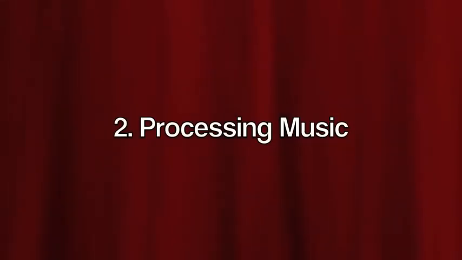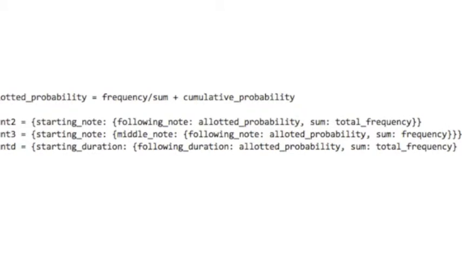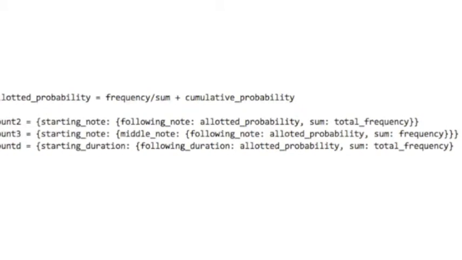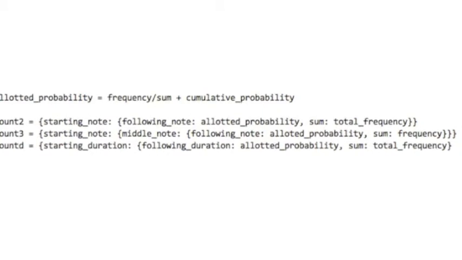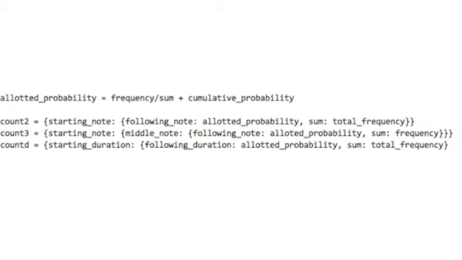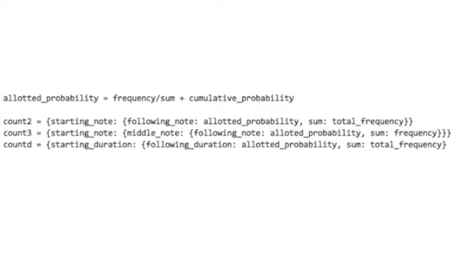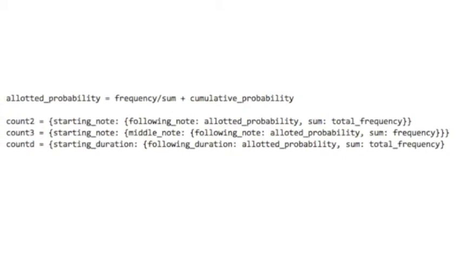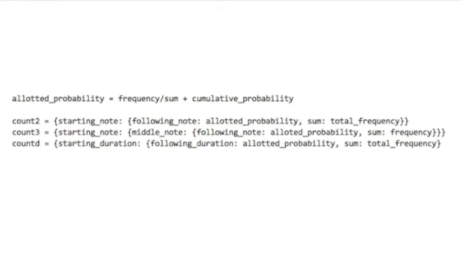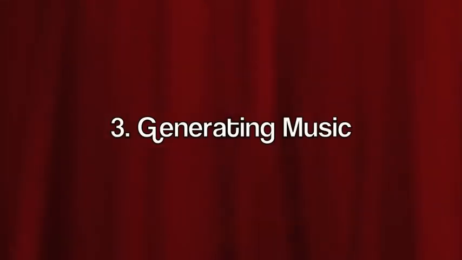The second step is processing the music. First, a transition matrix named Count2 is created based on the probability one note of a specific pitch will be followed by another. Second, a transition matrix named Count3 is created based on the probability a set of 2 notes will be followed by another. Finally, a transition matrix named Count_d is created based on the probability one note of a specific duration will be followed by another. The final step is generating the music.